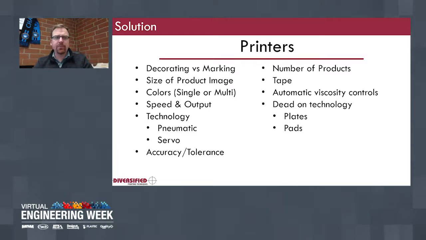How many colors are we printing? That again drives, do we need a multicolor machine? Do we need multiple positions, one for each color? All these things have to be considered, and again, drive how we build this cell.